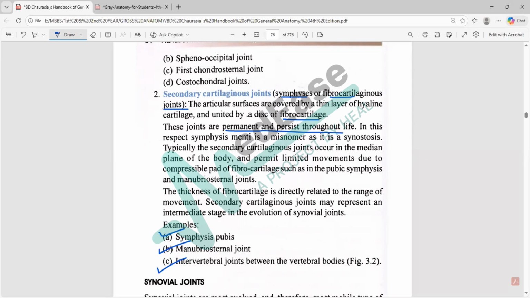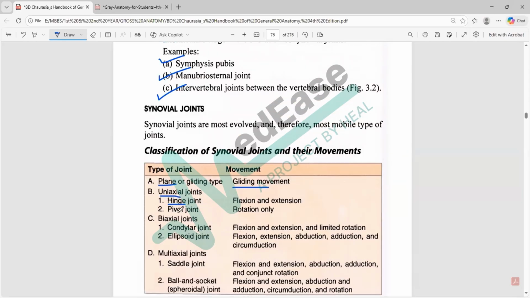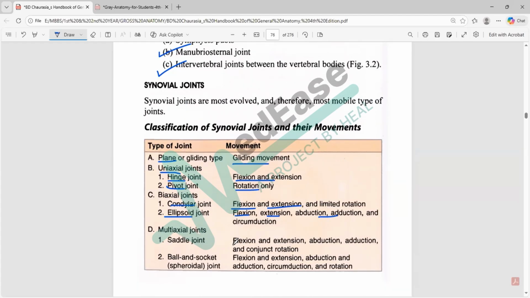Then we move to the synovial joint. We need to remember we have the plane joint, which involves only one type of movement, which is gliding movement. Uniaxial joints include the hinge and pivot. The hinge allows flexion and extension. The pivot allows only rotation. The condylar allows flexion and extension, while the ellipsoid allows, like the condylar, flexion and extension with abduction and adduction mainly.